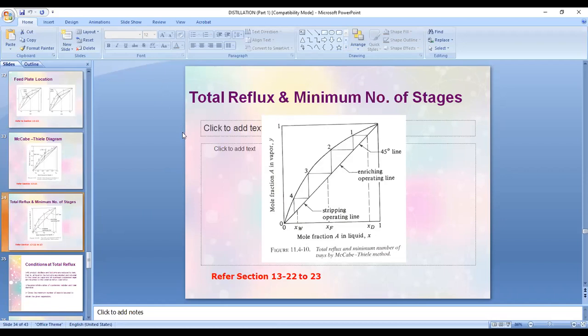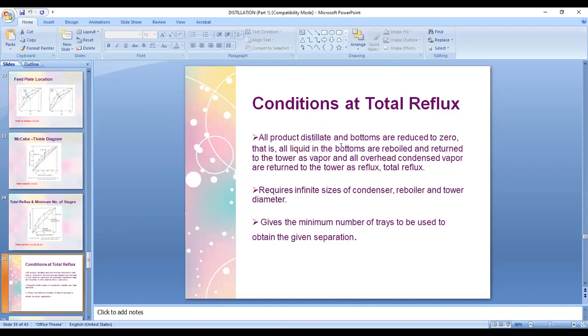All the vapor that is condensed from the condenser is returned back into the column as such, total reflux. So all product distillate and bottoms are reduced to 0. It's like you don't have a distillate and you don't have a bottoms liquid. That is, all liquid in the bottoms are reboiled and returned to the tower as vapor, and all overhead condensed vapor returned to the tower as reflux, and as such total reflux.